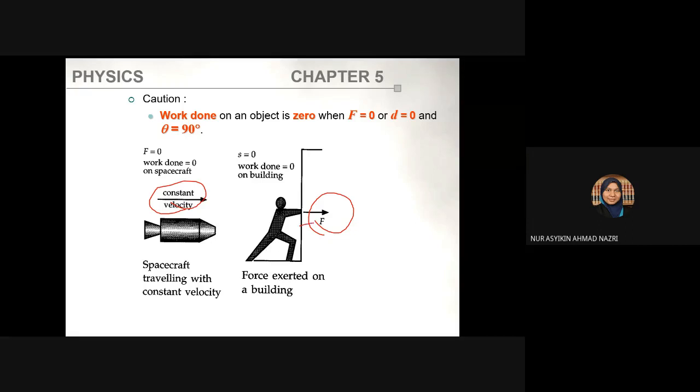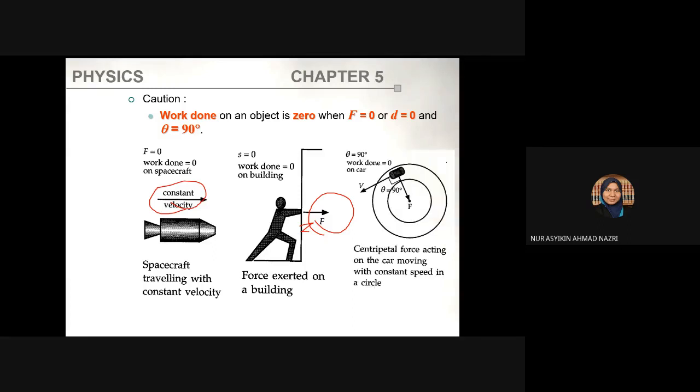Nah, macam ini pula, it gives force, diberikan force, but nothing happens. Tak ada apa yang bergerak kat sini. Okay, so the wall is still there. So no distance, so equals 0, the work done. And then for this case, constant speed in a circle, car moving, then F equals 0. Even though the car is moving, we give a value of a distance or displacement, but it still doesn't have a work done.